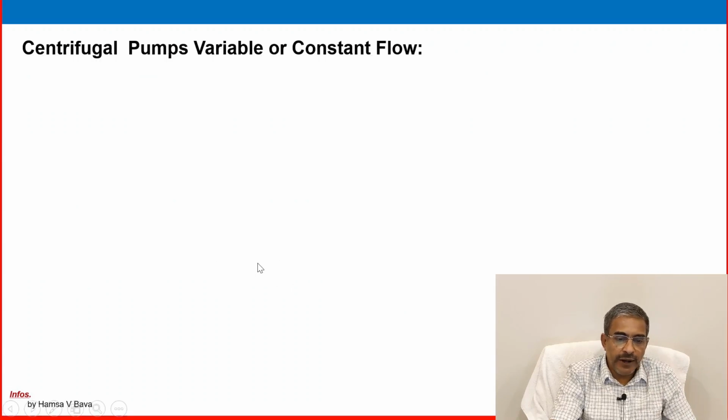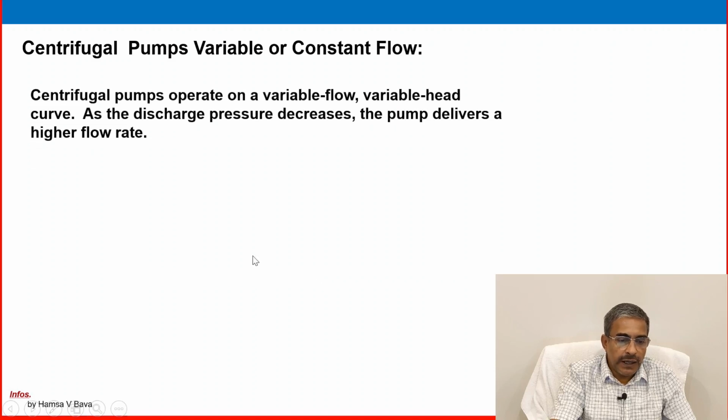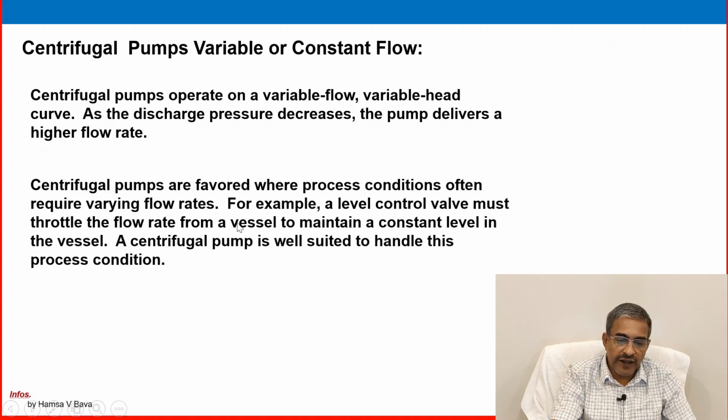Centrifugal pump, variable or constant flow. Centrifugal pumps operate on a variable flow, variable head curve. As the discharge pressure decreases, the pump delivers higher flow rate. Centrifugal pumps are favored where the process conditions often require varying flow rate. For example, a level control valve must throttle the flow rate from the vessel to maintain a constant level in the vessel. A centrifugal pump is well suited to handle this process condition. So when using a control system for level controlling in a tank, a centrifugal pump is most suitable in that situation.